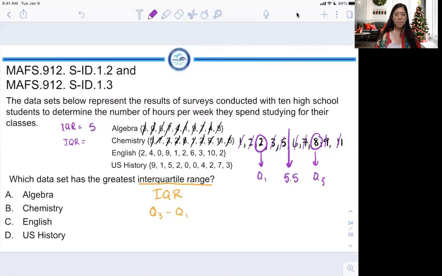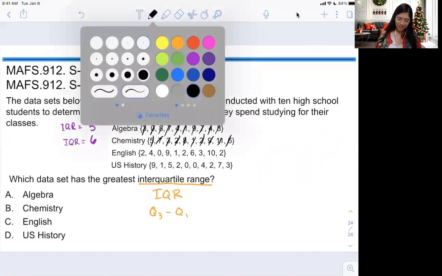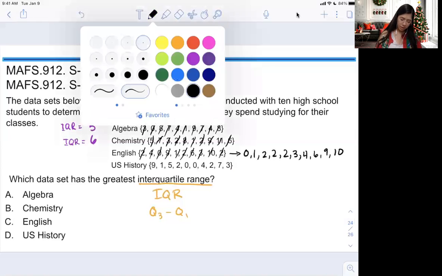For chemistry, what do I get? 6. Again, these types of problems, you just gotta keep it up. Do it again and again and again. 0, 1. How many 2s do I have? 3? Yeah. And then a 3, a 4, a 6, a 9, and a 10. Beautiful. Okay. Median.